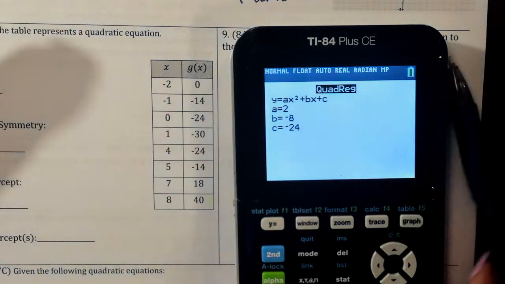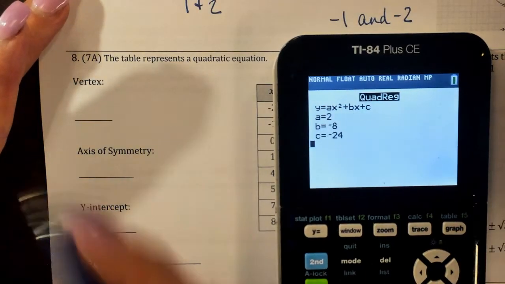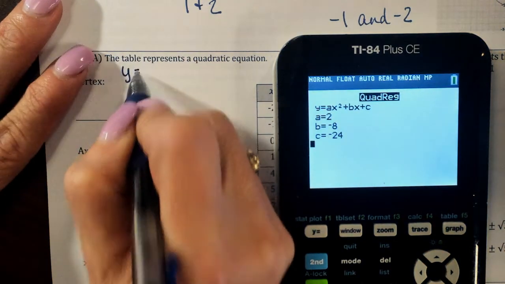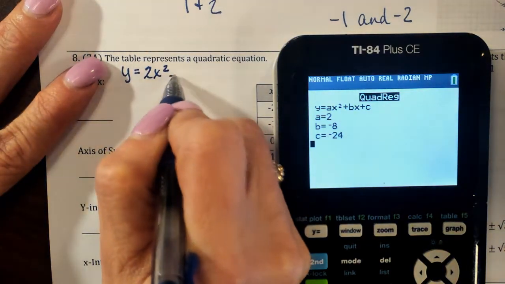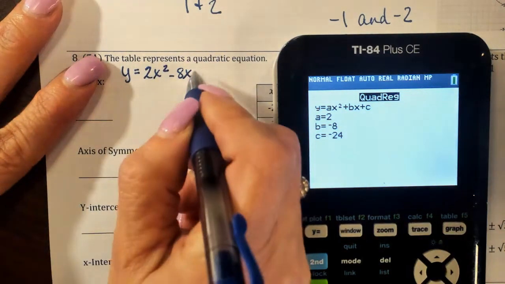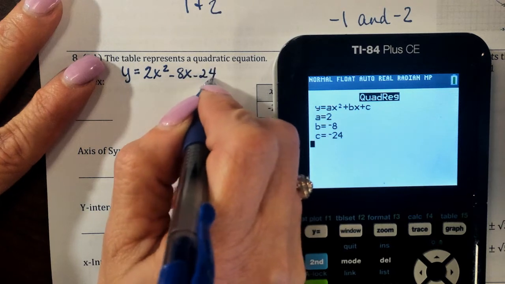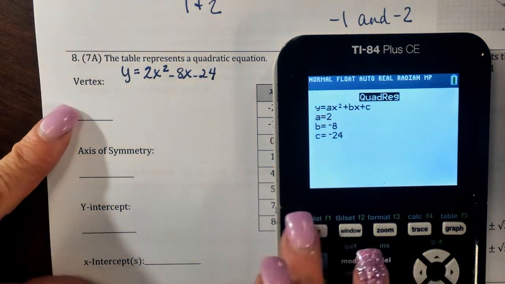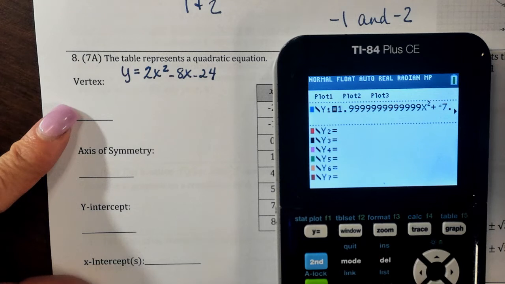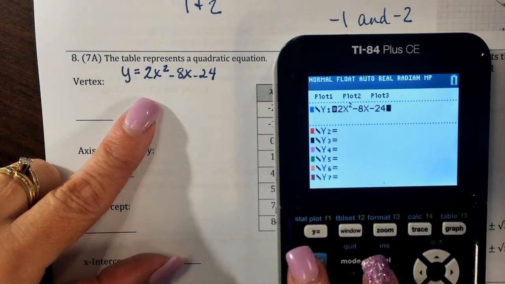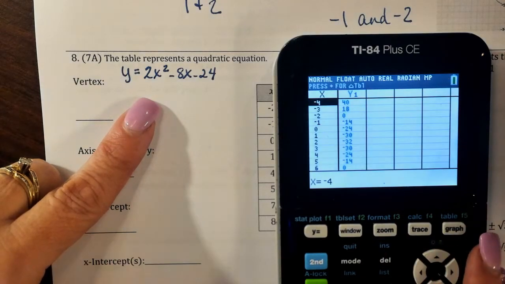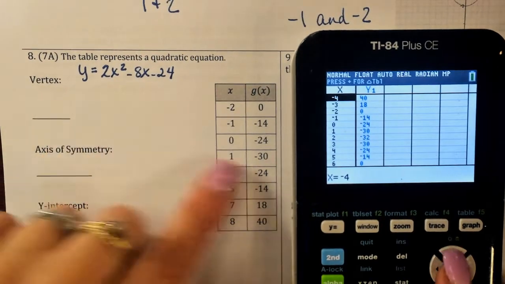Okay, so there's my equation. So I'm going to come up here, and I'm going to actually write that. Y equals 2x squared minus 8x minus 24. Okay. I'm going to go to y equals, I'm actually going to clear that out, 2x squared minus 8x minus 24. Okay, I'm going to go to second and table, and I want to see my table. I'm just going to check.